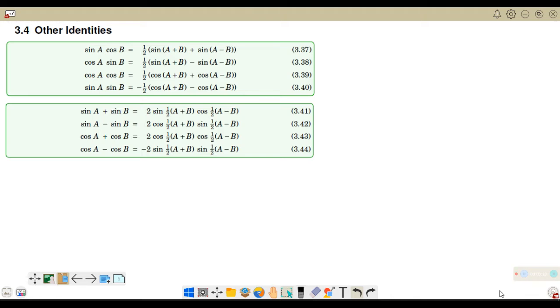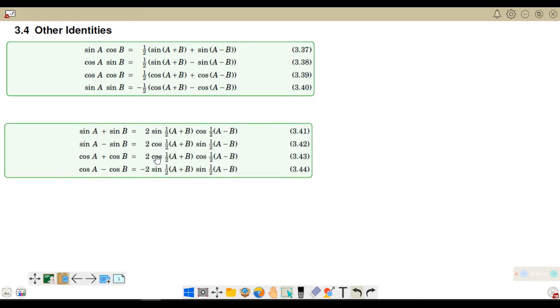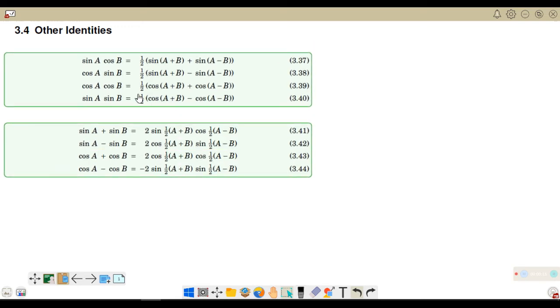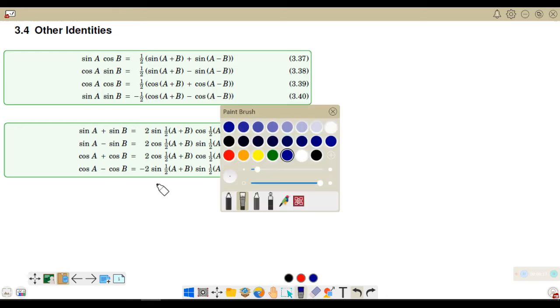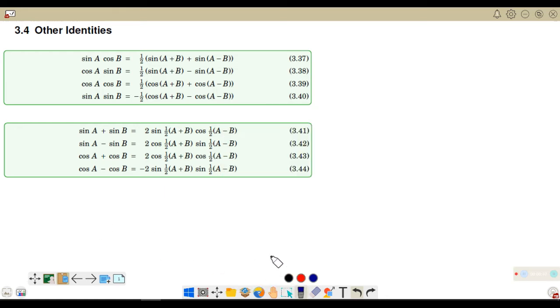For this video discussion, nandito na tayo sa last na section for the chapter. We will be discussing other identities. So they are called other identities, but do not disregard these 8 identities kasing importante sila nung ibang identities na inaral natin earlier, yung mga sum, double angle, product, at saka half angle formulas. Itong 8 na to, these 8 identities are also widely used in trigonometry.